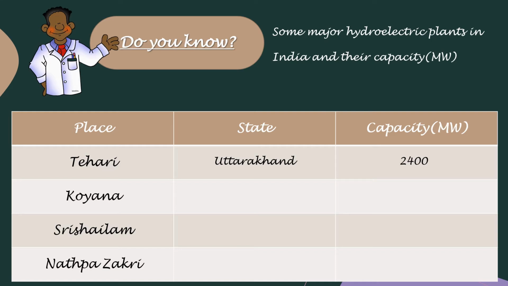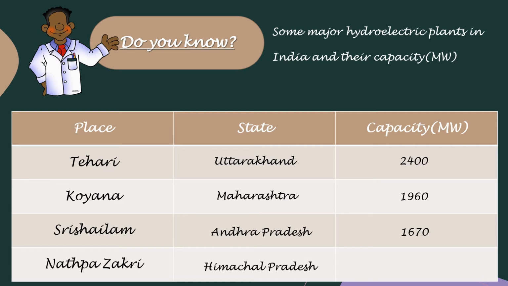Then the second hydroelectric power plant is Koyna. Koyna is in Maharashtra state and the capacity is 1960 megawatts. Then the third hydroelectric power plant is Srisailam. Srisailam is in Andhra Pradesh and the capacity is 1670 megawatts. Then the fourth hydroelectric power plant is Nathpa Zakri. Nathpa Zakri is in the state of Himachal Pradesh and the capacity is 1500 megawatts.